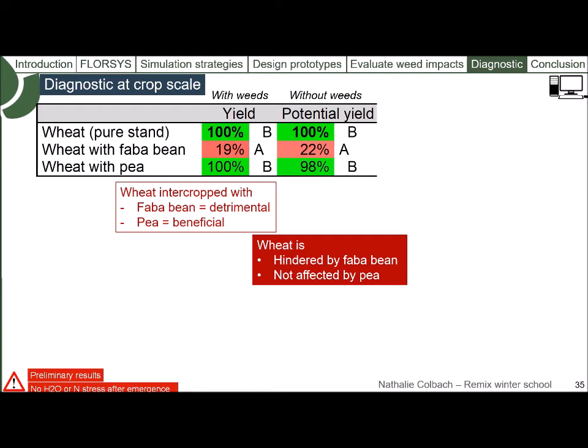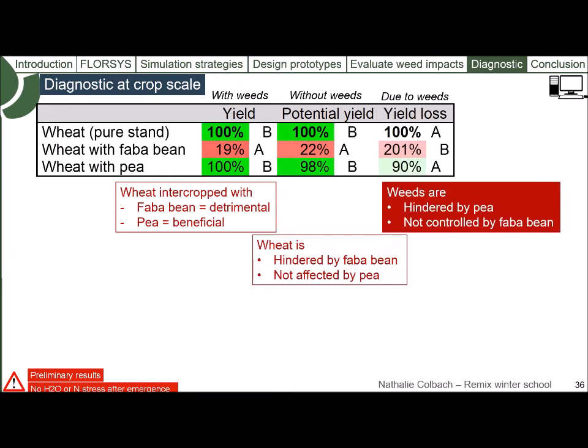We can then do the same kind of analysis looking at the yield of other crops, starting here with faba bean, either in a pure stand or intercropped with triticale or wheat. The conclusion is that cereals hinder both wheat growth and faba bean growth, but triticale is more competitive than wheat as it reduces potential yield and yield loss more than wheat.